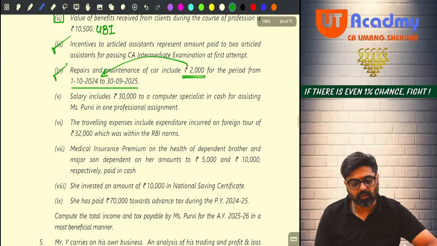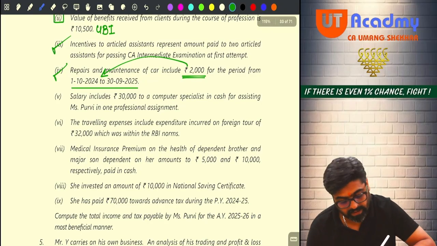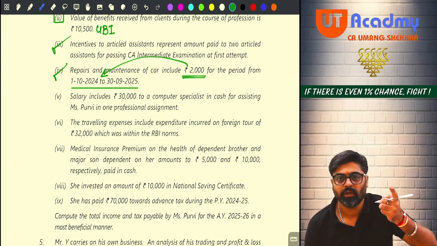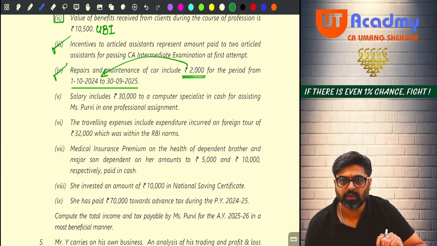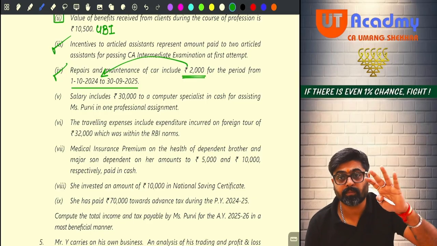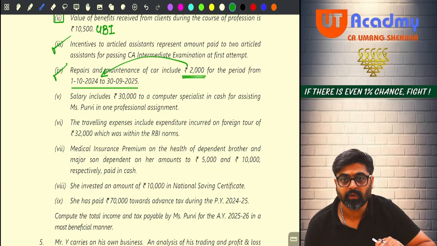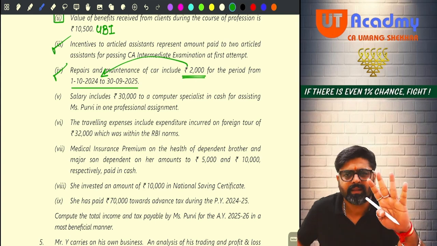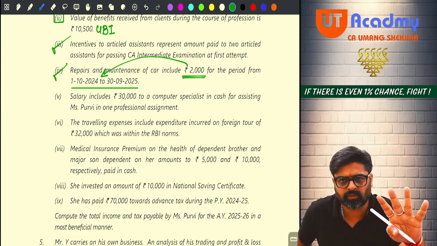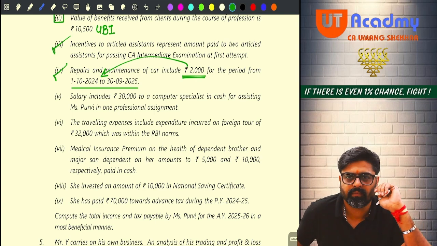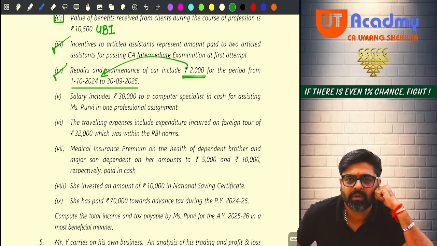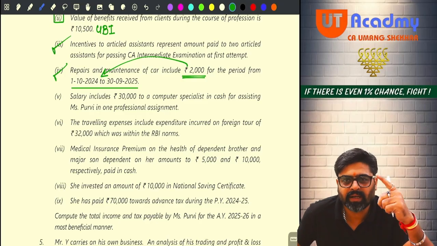Salary includes 30,000 to a computer specialist in cash, for assisting Miss Purvi in one professional assignment. See, there was one computer specialist who was assisting you in your professional assignment. So to that computer specialist, you have paid a salary of rupees 30,000. That 30,000 is your business related expense. We would have allowed it fully. But you should have paid that amount by prescribed modes, no? Is that amount more than 10,000?